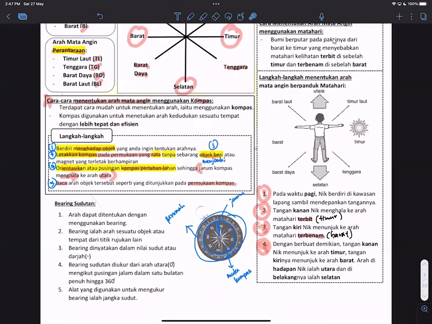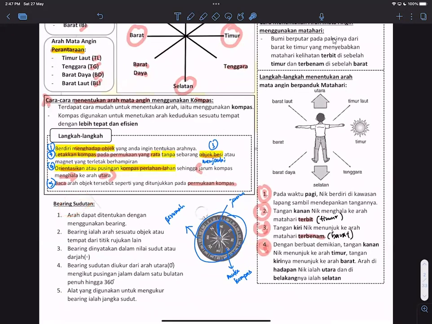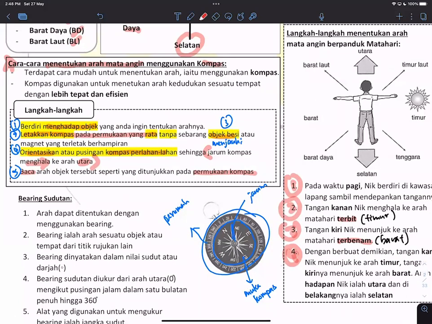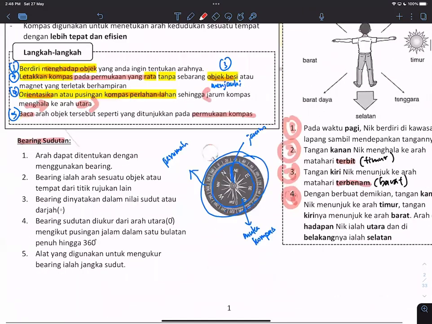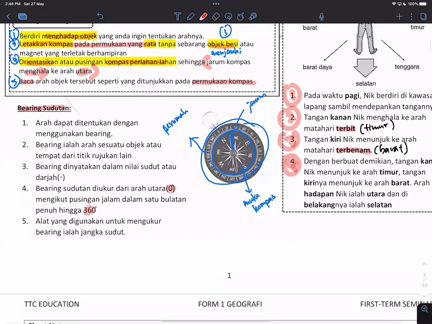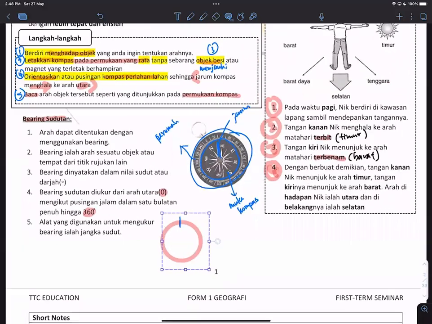Okay, so now bearing sudut, which means degree, right? Okay, so guys, focus. This is seminar notes. So bearing sudutan, which means we are trying to use 1 full circle, 0 to 360. 1 full circle. Okay, apply this one into our arah mata angin. So how to apply the bearing sudut into our arah mata angin?